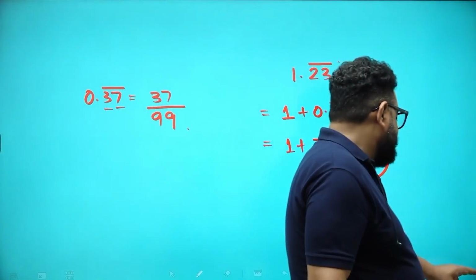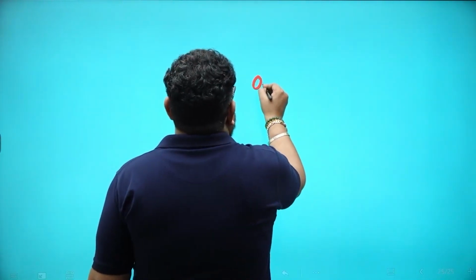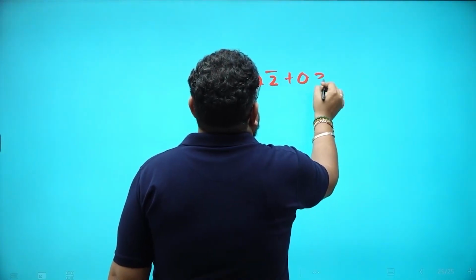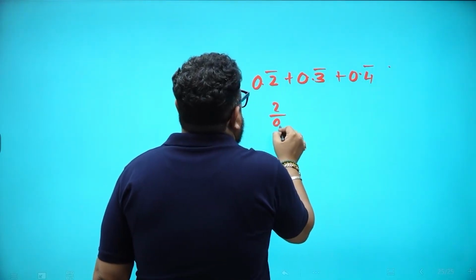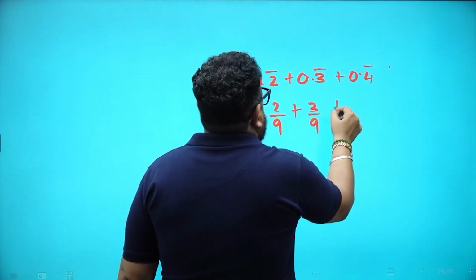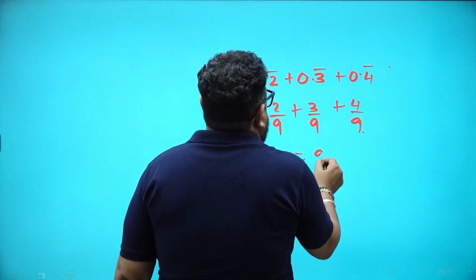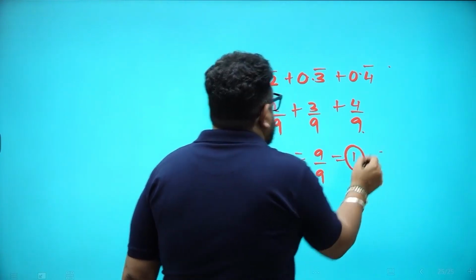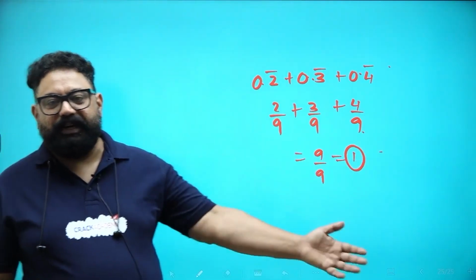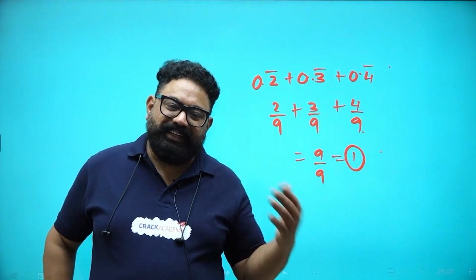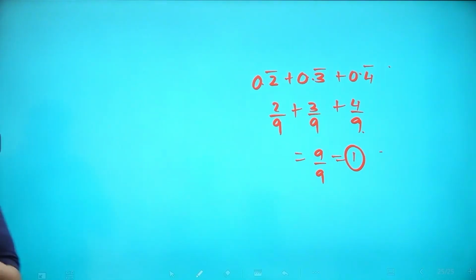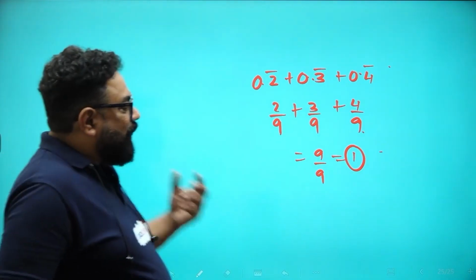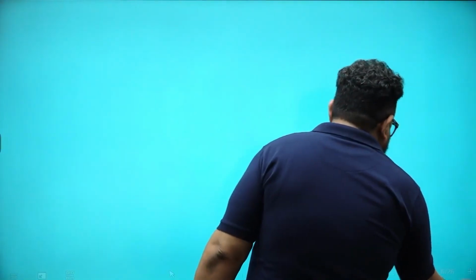So see this. What is 0.2 bar plus 0.3 bar plus 0.4 bar? It is 2 by 9 plus 3 by 9 plus 4 by 9, which is 9 by 9, which is equal to 1. So numbers with bar can add up to give you a number which is an integer. So this is also true. Kindly make a note of this. So from today onwards, I hope none of my students is going to make a mistake. So sir, why? See, every trick has a reason, isn't it?